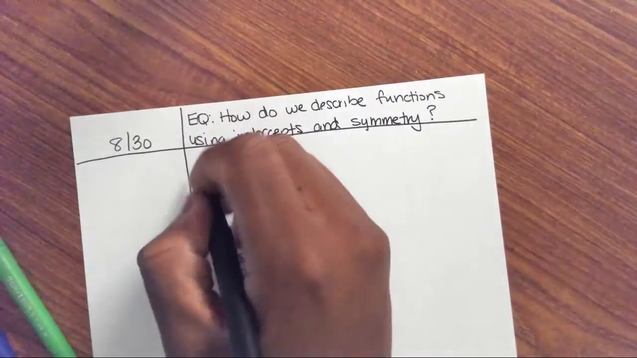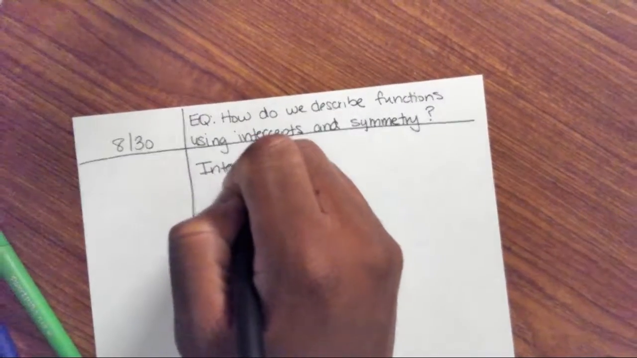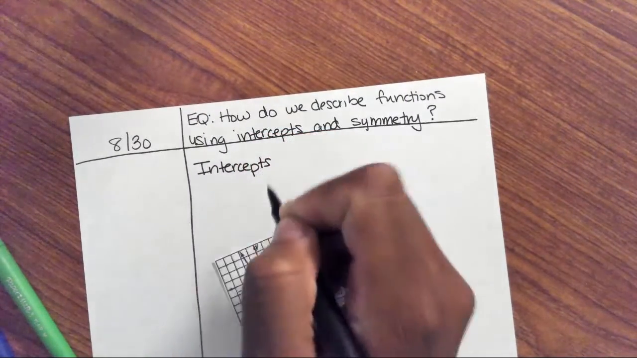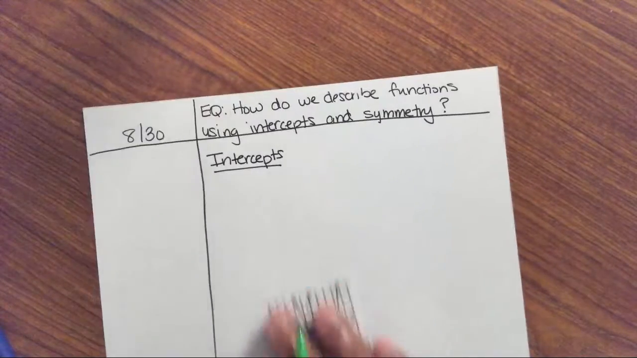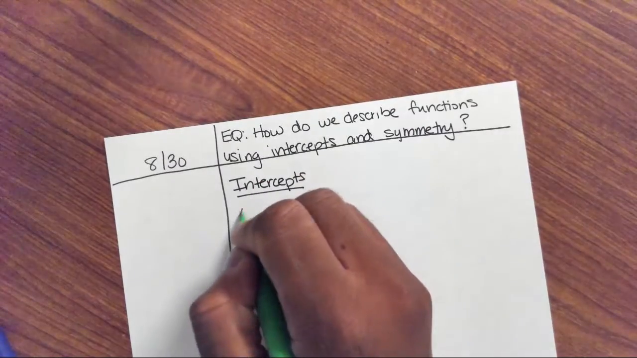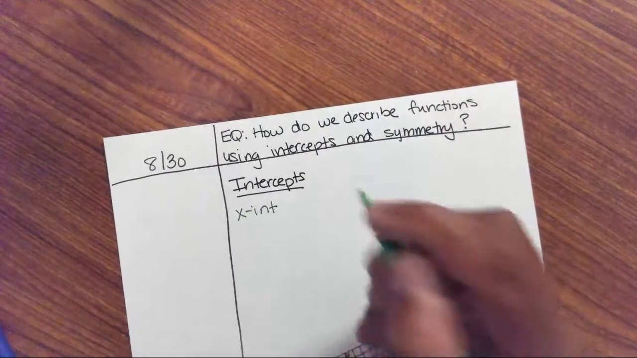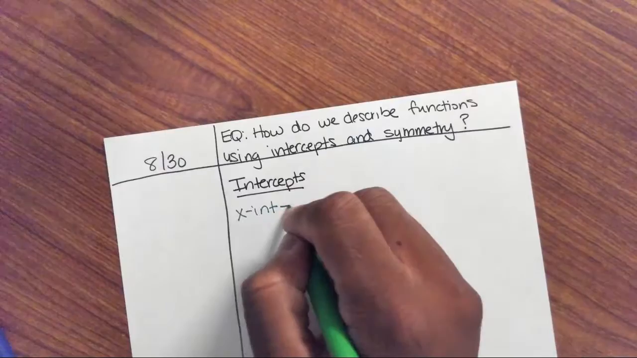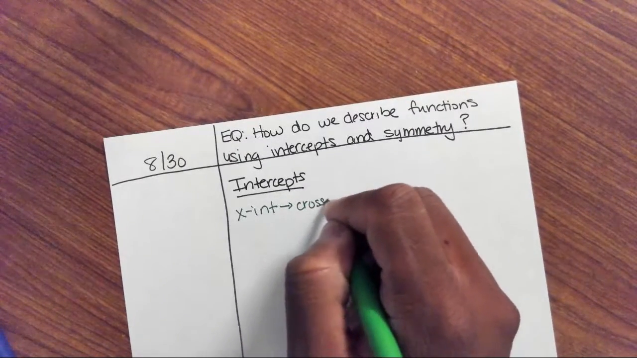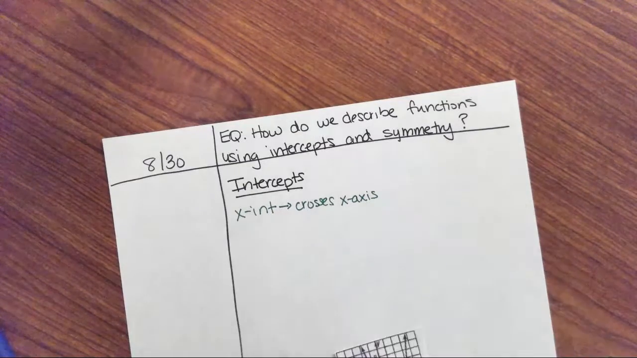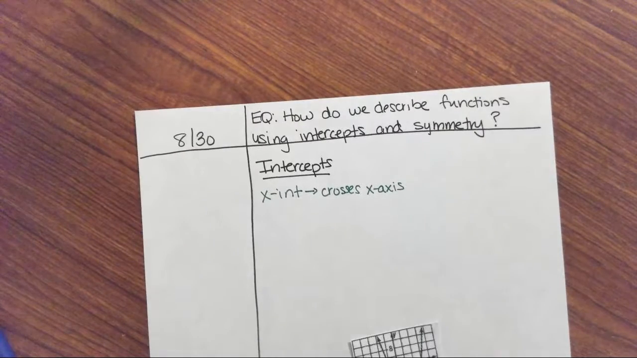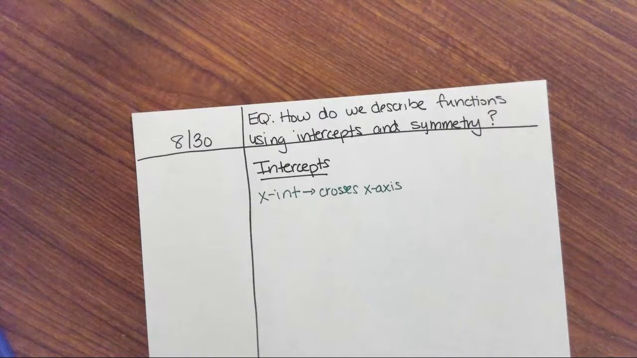When we talk about intercepts, the X-intercept is the point where it crosses what axis? The X-intercept is where it crosses what axis? So this is the point where it crosses the X-axis, right? What's special about that point?